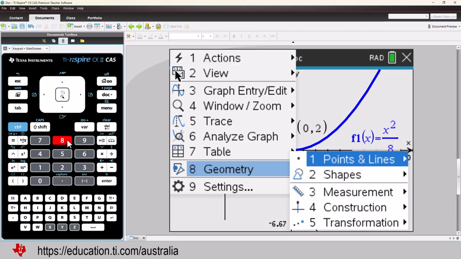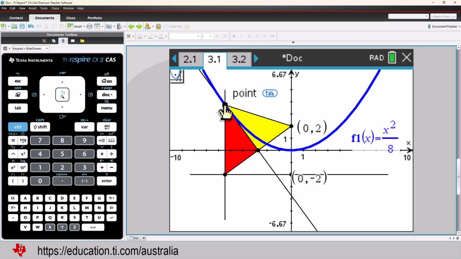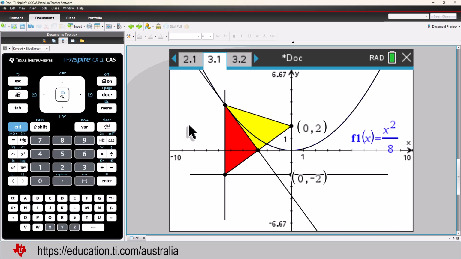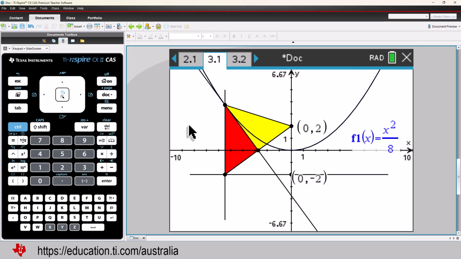Let's compare the graph of our quadratic equation with the locus of point P. The locus and our quadratic equation are the same. The definition of a parabola is a set of points on a plane that are equidistant from a fixed point, focus, and a line, directrix. The locus is a parabola, and the parabola is a quadratic equation.